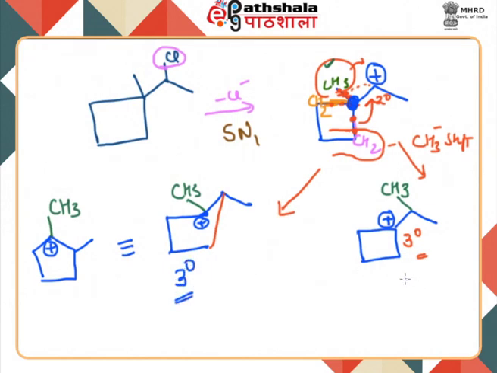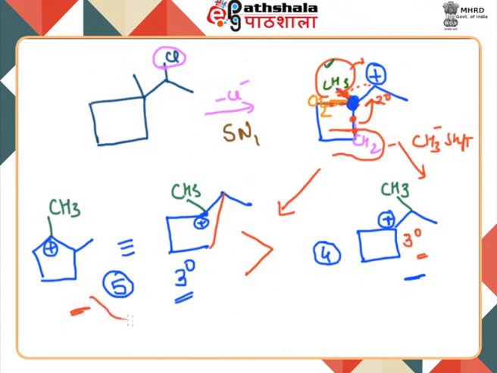So in both the cases we are getting a tertiary carbocation, but you can clearly see this is a tertiary carbocation where there is a 4-member cyclic ring, and here is a tertiary carbocation which is in a 5-member cyclic ring, and clearly this has more stability. That's why this intermediate carbocation will further go into rearrangement in this direction, that is, the formation of the 5-member cyclic carbocation.